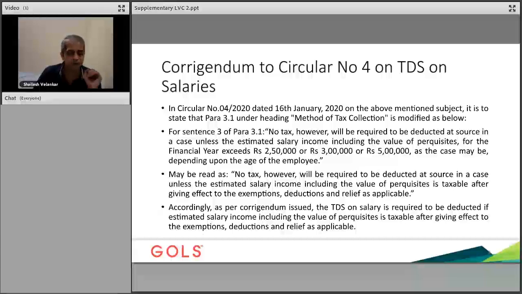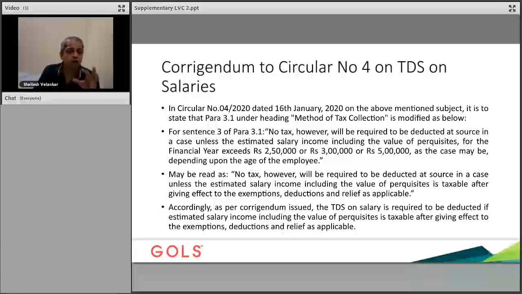Accordingly, check the last line. The TDS on salary is required to be deducted if the estimated salary income, including the value of perquisites, is taxable after giving effect to the exemptions, deductions and relief as applicable. Okay, now you read this. There are 3 paragraphs. The first paragraph tells you what was the provision earlier. The second paragraph tells you what is going to be the new substituted provision, and the third paragraph tells you what is the meaning of this substitution.